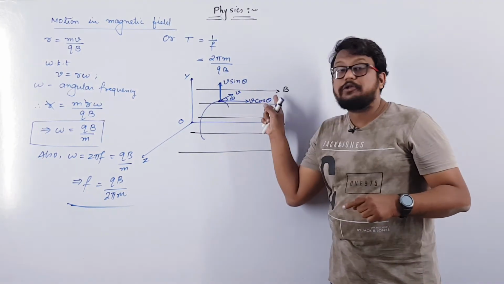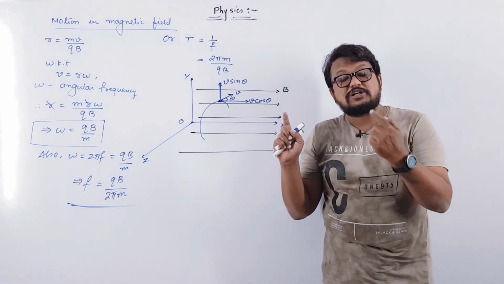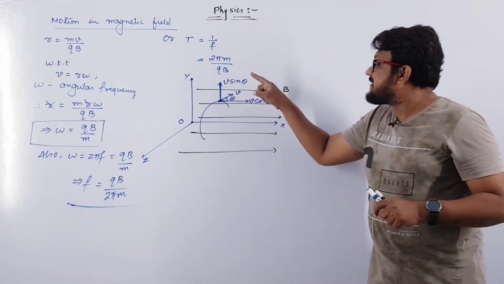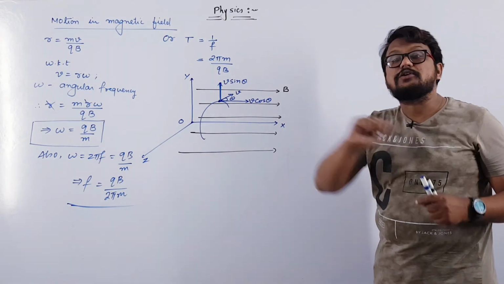Because it is perpendicular to the magnetic field. Whenever velocity is perpendicular to the magnetic field, the charged particle in a uniform magnetic field will perform circular motion. So due to v sin theta, which is perpendicular to the magnetic field, this charged particle will start performing circular motion.